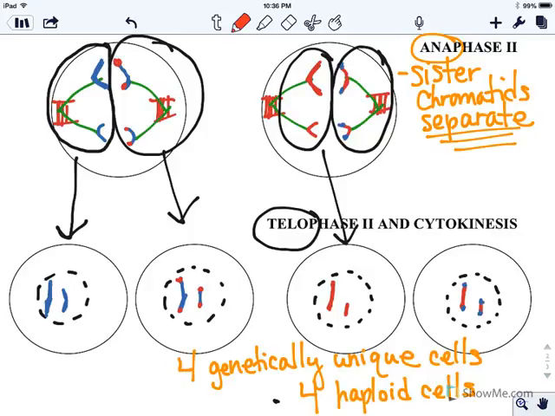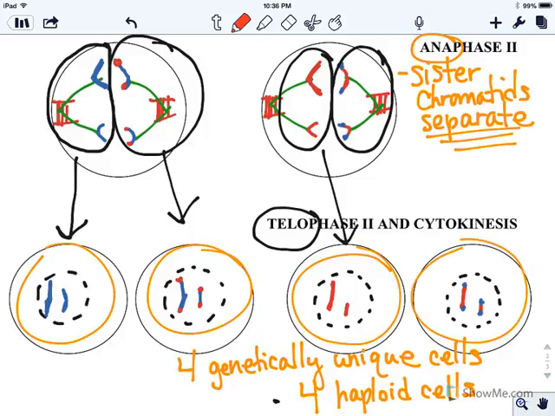So here's what you're going to get at the end of telophase 2 and cytokinesis. So if you look at each of these, I'm going to have genetically unique chromosomes in each of these cells. My pairs are no longer coexistent. I only have 23 chromosomes in each of these cells. I have half of the amount, which is why I classify them as 4 haploid cells. You can either think of I have half of the amount of chromosomes and I don't have my pairs anymore.